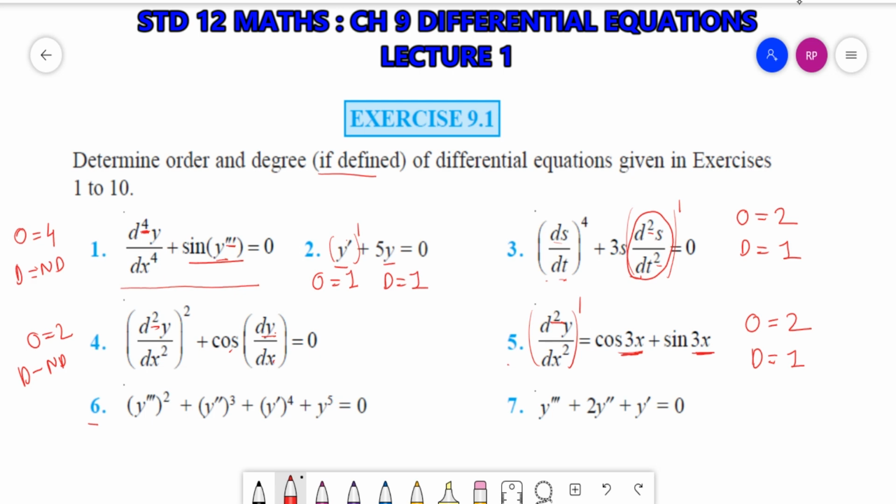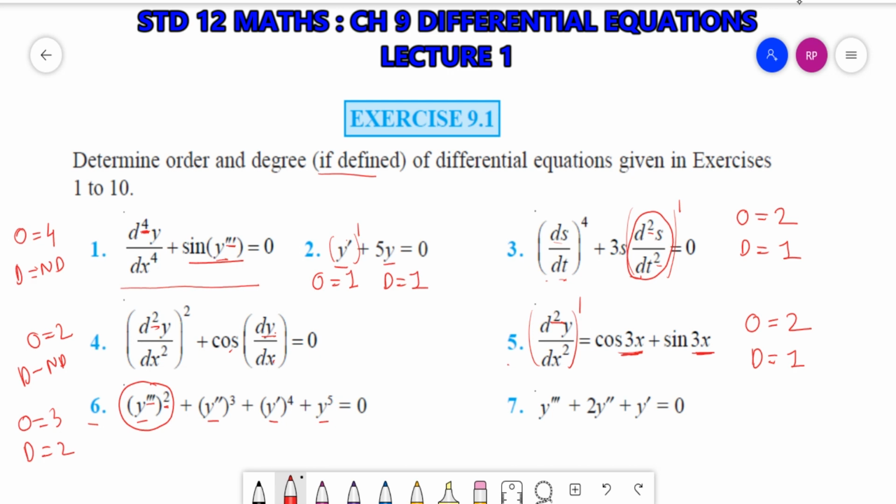Sixth one, y triple dash, y double dash, y dash, y. So what is the highest order derivative? Triple dash, so 3. So order is equal to 3. And what is the power of this y triple dash? 2. So the degree is 2.